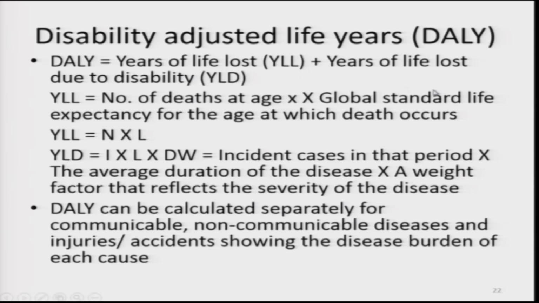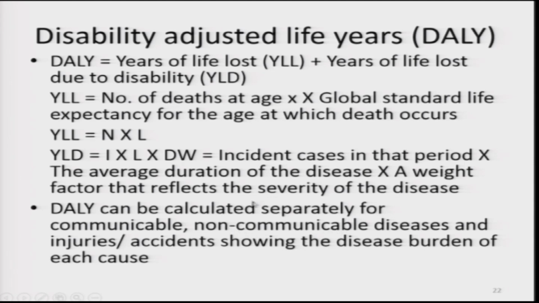But similarly, years of life can also be lost due to disability, diseases and disability caused by those diseases. This years of life lost due to disability is defined as I into L into dW, where I is incident cases in that period, L is the average duration of the disease. Some diseases continue for a few days only, some diseases for a few months, some diseases are disabling for the whole life, and dW is a weight that reflects the severity of the disease.